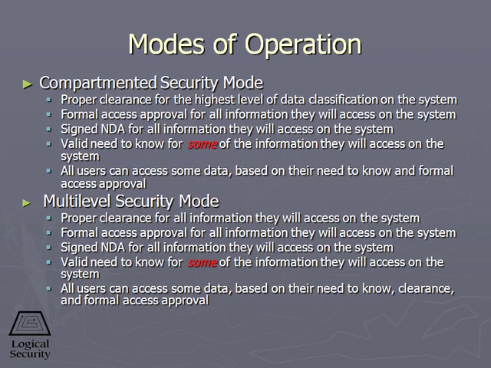On compartmented security mode of mandatory access control, all users have the same clearance, and they may have the same need to know, but they also need formal access approval. So you see we're adding another variable here, and this becomes more and more complex if you haven't noticed. So the security system on a compartmented security mode system is substantially more complex than either of the first two we described. And finally, the multi-level security mode adds one more variable.